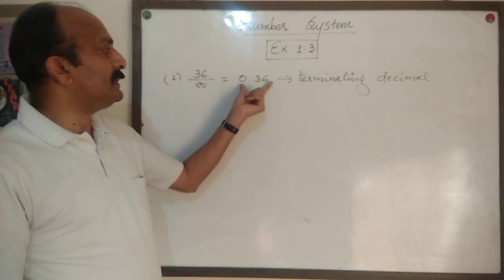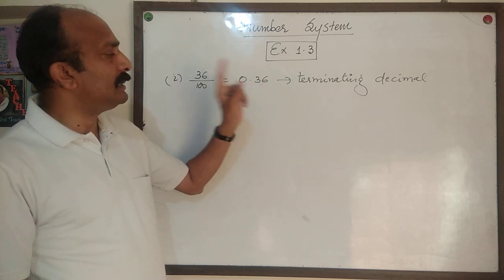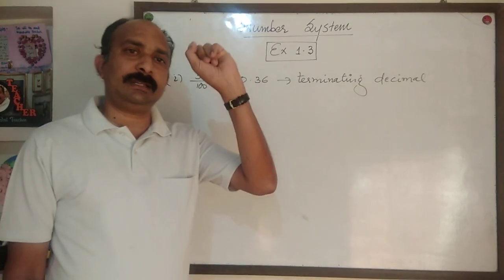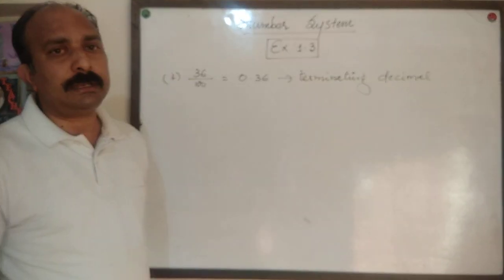This type of decimal is called terminating decimal. There is no other digit after 3 and 6 in 0.36. The answer is complete, the answer stops there. So this is called terminating decimal.